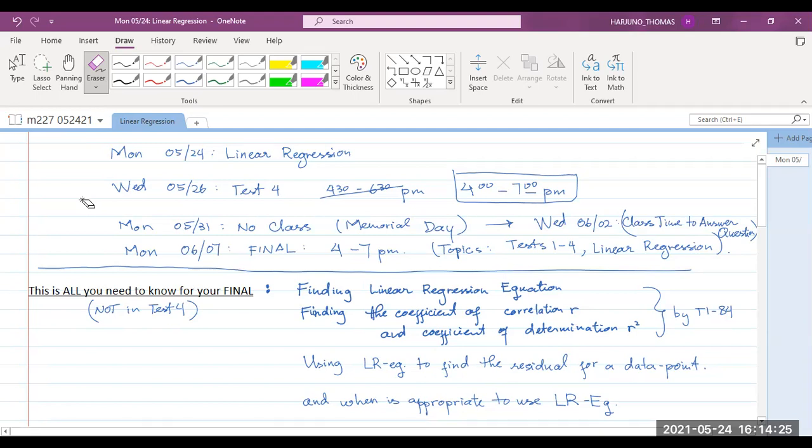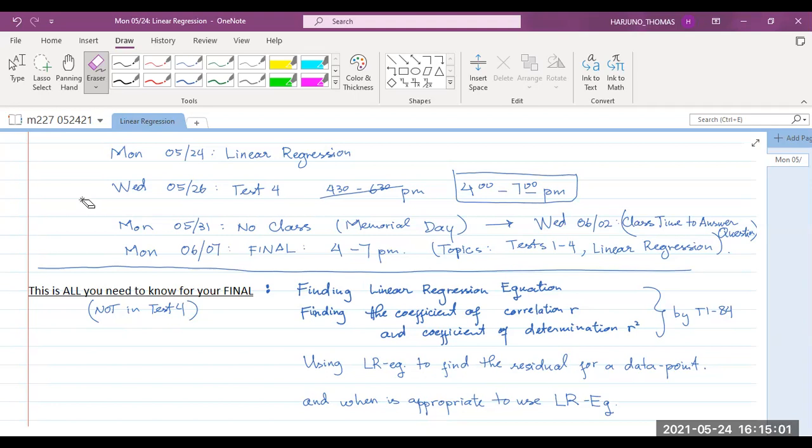The Wednesday of next week, that's supposed to be our final, right? But there's a rule at our school that if the class is an afternoon or evening class, then the final should be held on the second day of that meeting, the second day of the final week. So our second day of the final week actually falls on Monday, June the 7th.